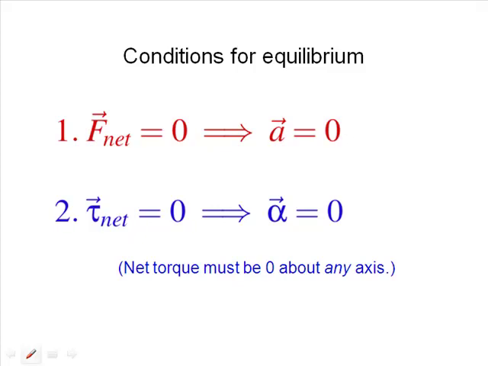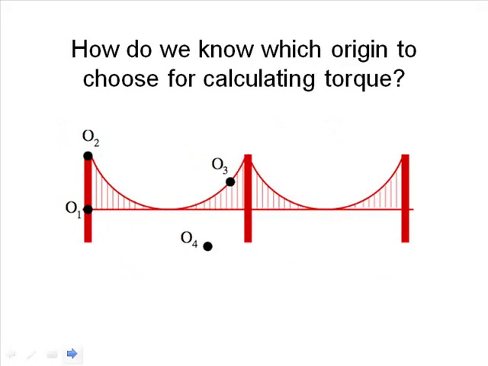So now we have an important question to ask. If we're in a case of equilibrium, we know that means that the acceleration is zero, the angular acceleration is zero, the net force is zero, the net torque is zero. But at what origin should we use to calculate that torque? Remember, torques depend very heavily on what origin we use.